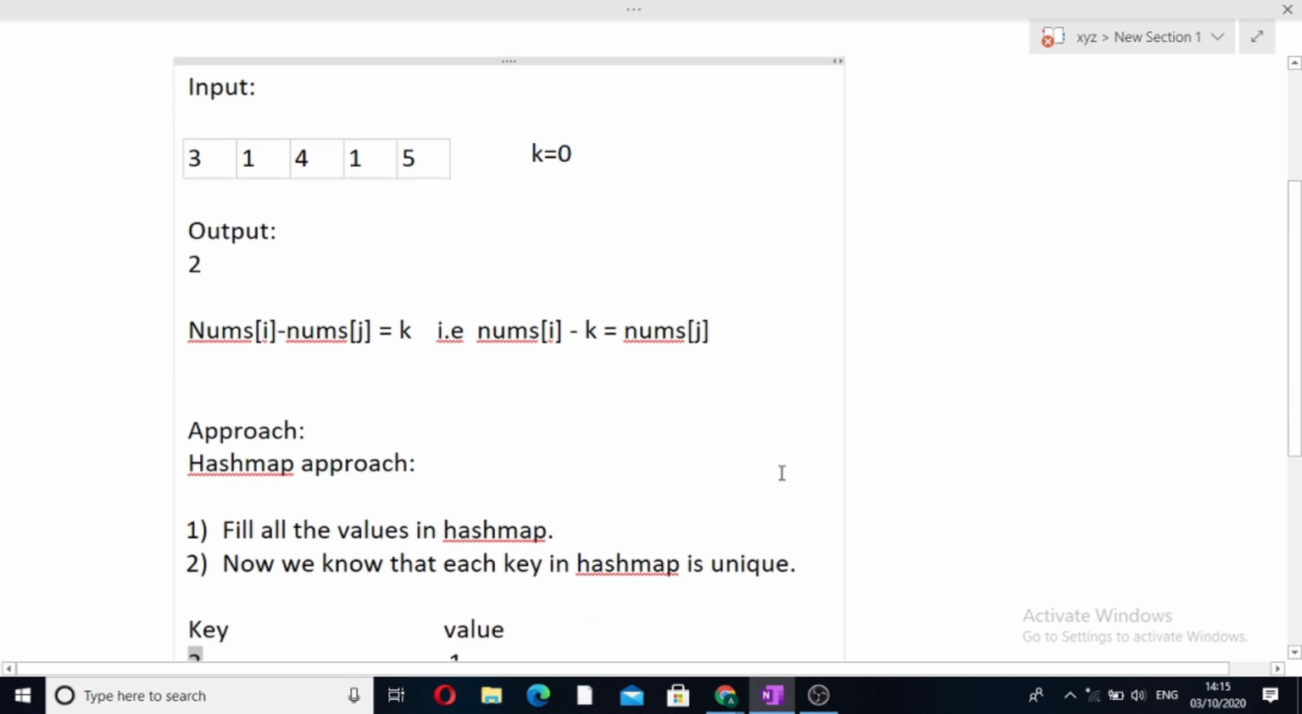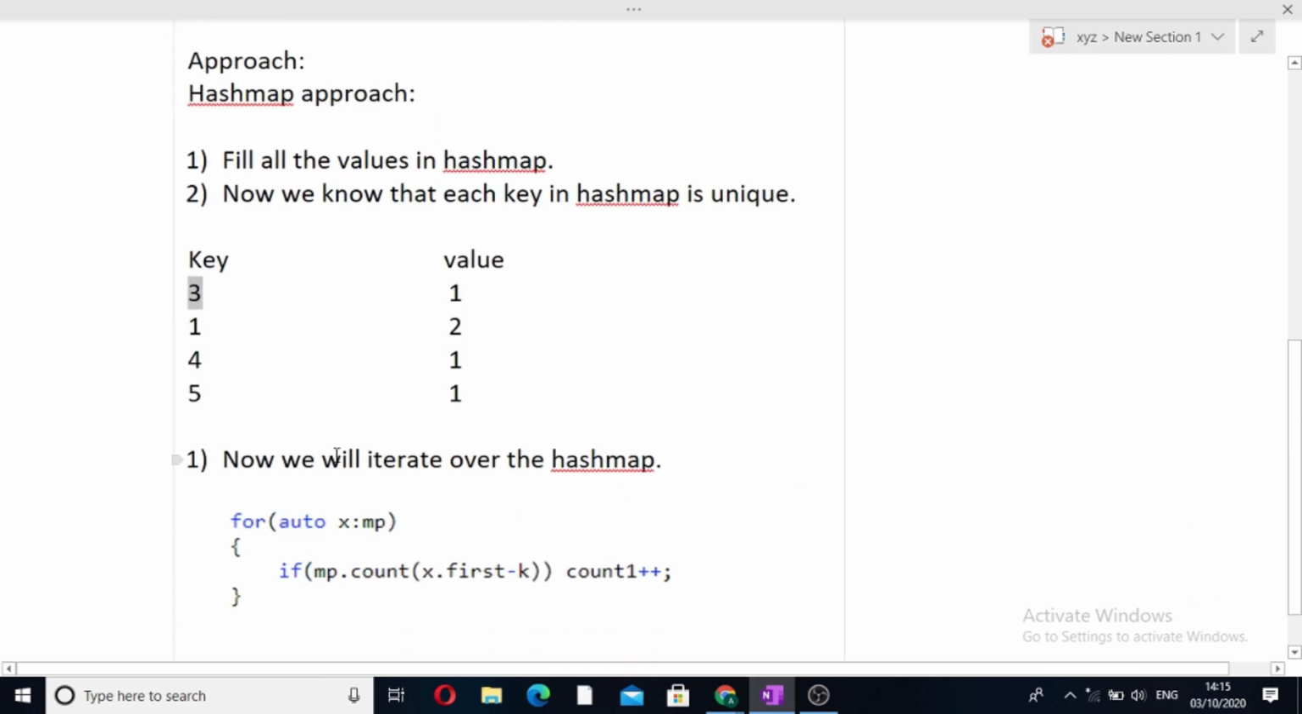When our k is greater than 0, this approach, that is iterating over the hash map, will give us a 100% efficient result. So now let's look at the code and understand the two conditions, that is, when k is equivalent to 0 and when k is greater than 0. Now let's look at the code.